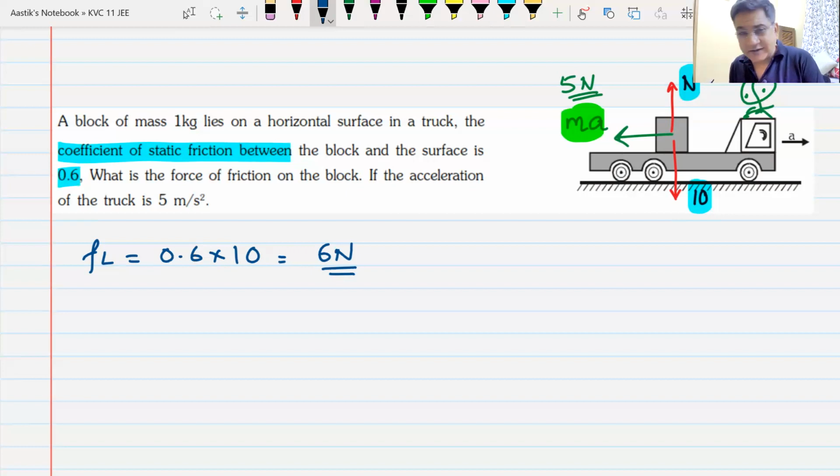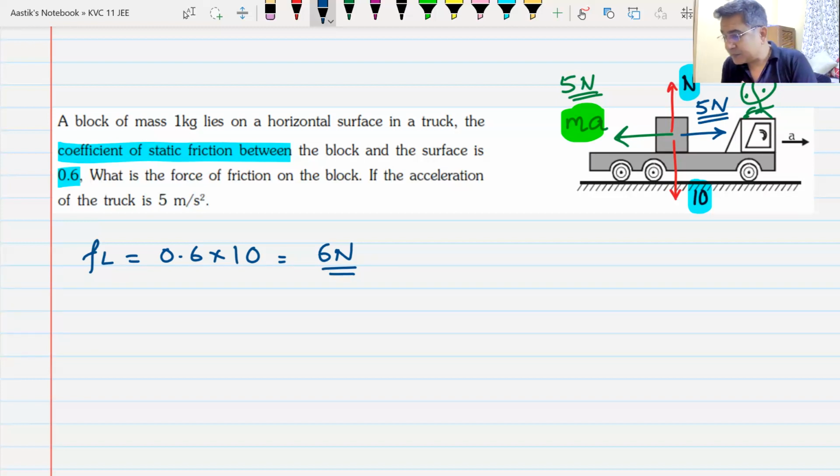And the value of static friction here will be 5 newtons in the opposite direction, because static friction can go as high as 6 newtons. If the force on the other side was more than 6 newtons, then only this block can move with respect to the truck. Do we understand this? So in this case, this block cannot move. With respect to the truck, it will just remain there.